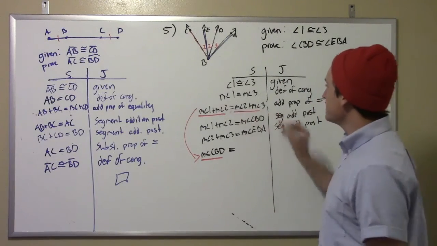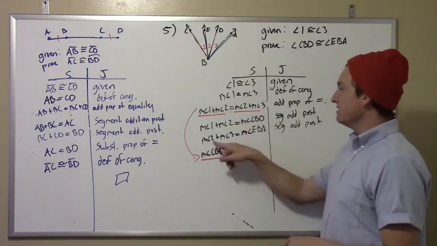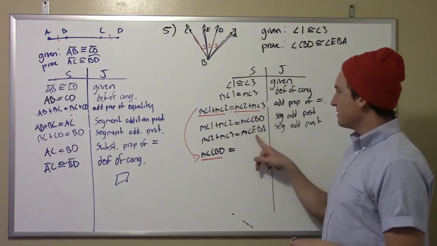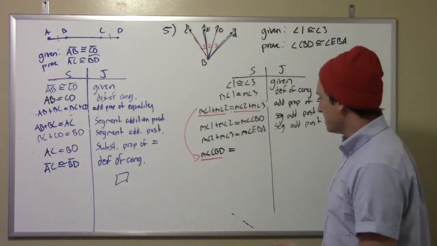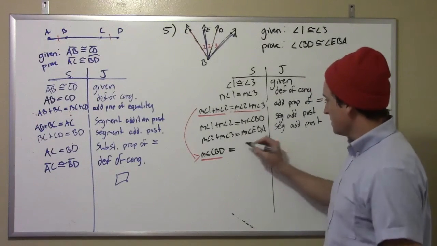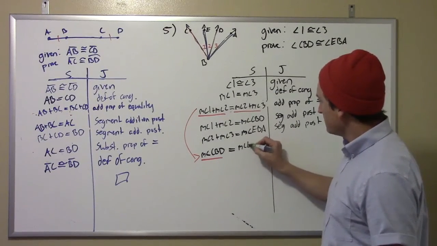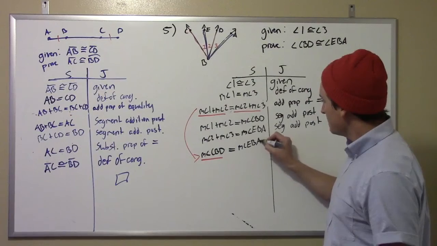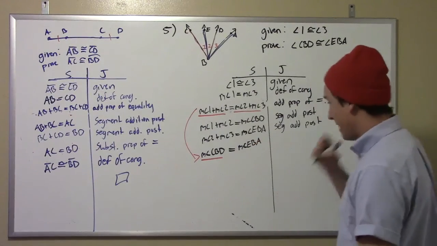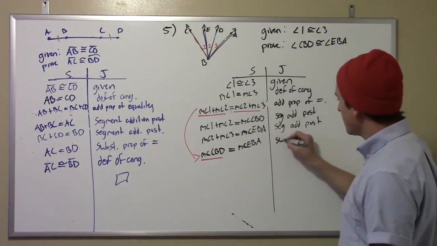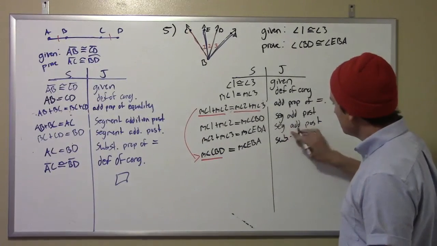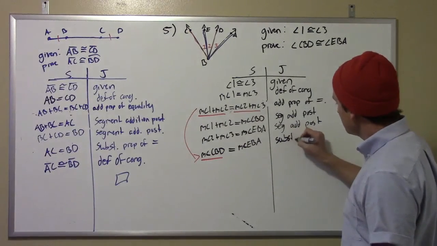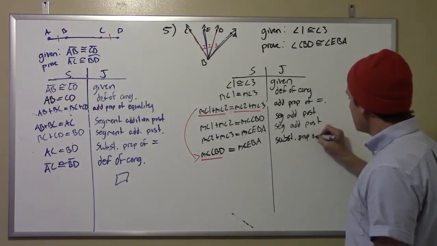All right, these two guys, angle 2 plus angle 3, I can replace with this guy, the measure of angle EBA. So this stuff is getting replaced with the measure of angle EBA. Okay, and that's just the substitution property again. Substitution property of equality.